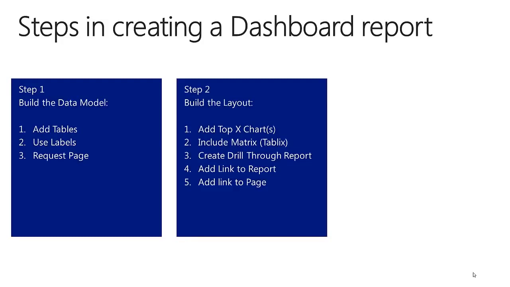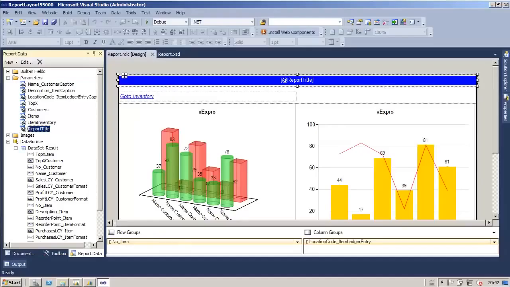Step 2 will be to build the layout of the report in Visual Studio. We will start by adding 2 charts to the layouts. Next, we will include a tablix and visualize it as a matrix. In the chart and in the matrix, we will create drill-through links to pages and reports. We will add the link to the report and the link to the page.